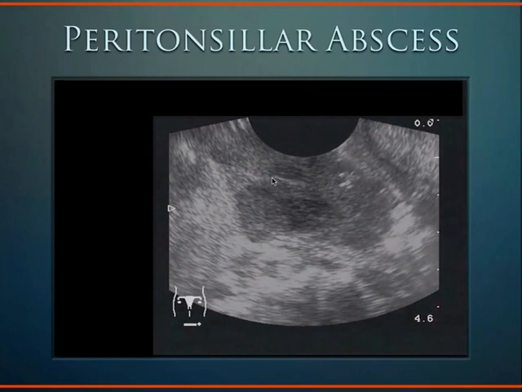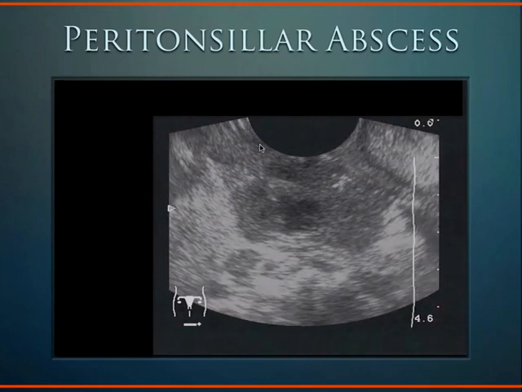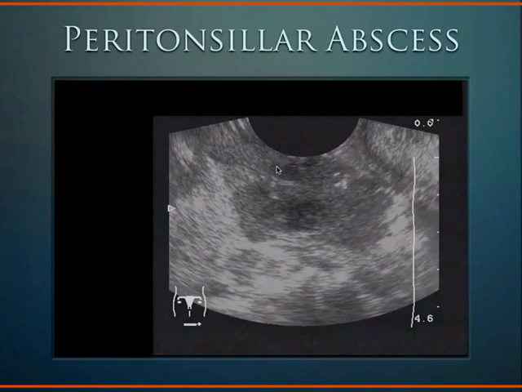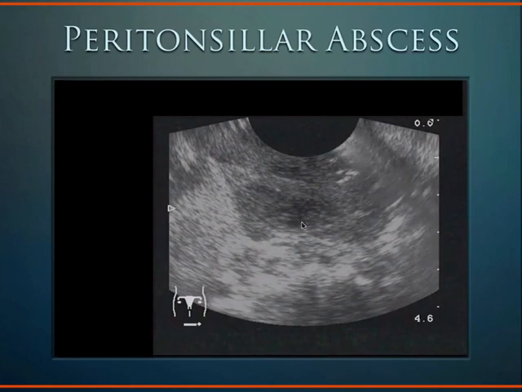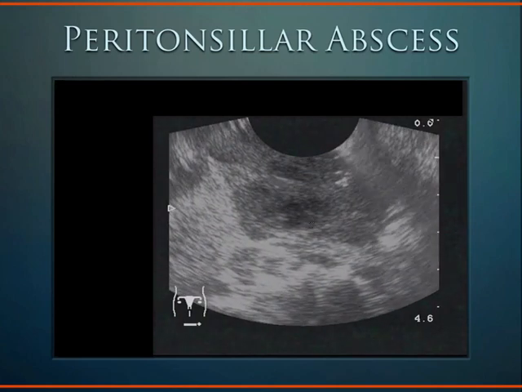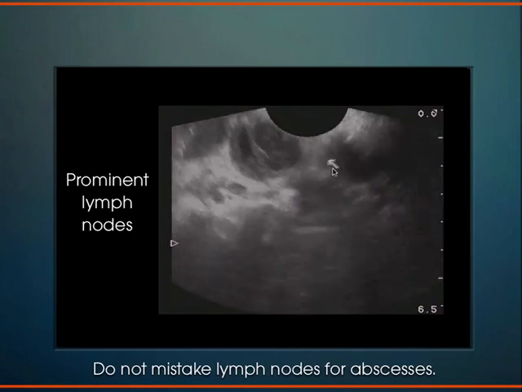And this is what a peritonsillar abscess looks like here. This is the endovaginal or endocavitary probe's footprint back here. The needle was actually guided in directly into the abscess. This hypoechoic area here is the abscess. So another example here, sometimes you're not sure if it's an abscess. It turns out this is just lymph nodes. These are prominent lymph nodes.